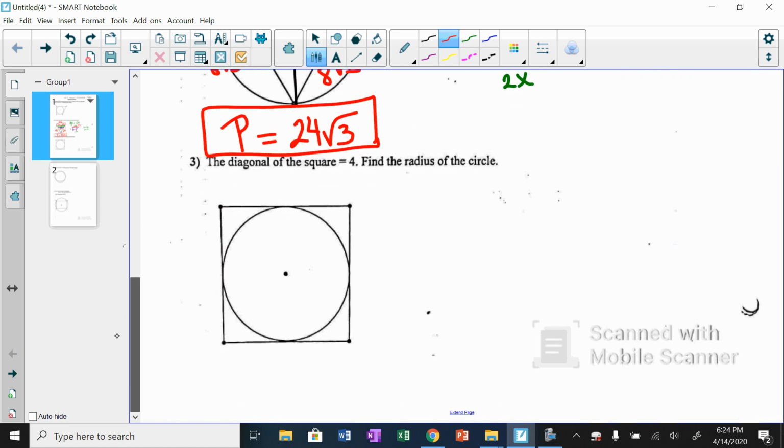All right, next one. It says the diagonal of a square equals 4. Find the radius of the circle. Okay, so first thing I'm going to do is draw in a diagonal. And right now, I'm only going to draw in, I'll actually draw in both diagonals.